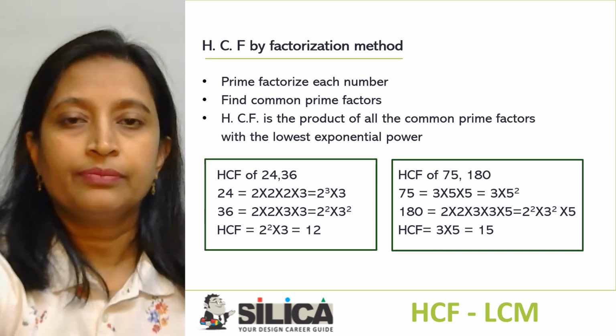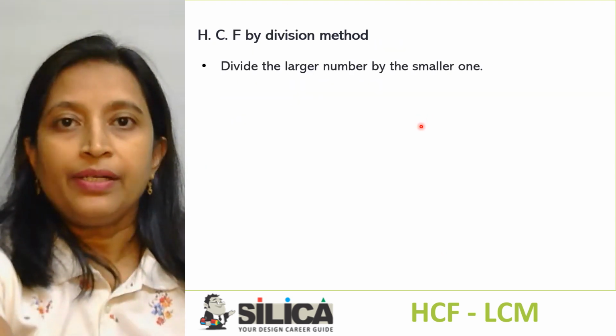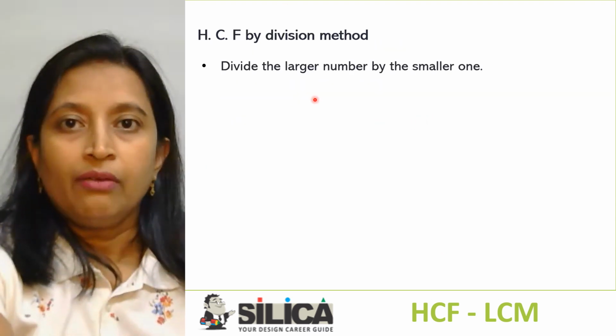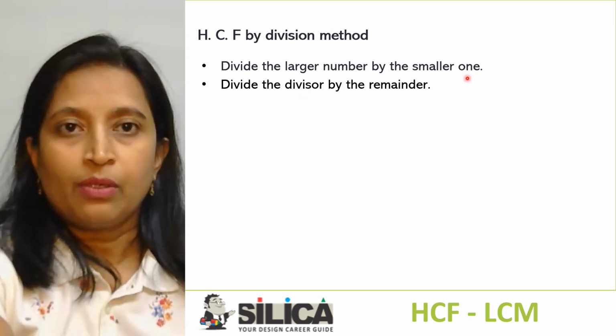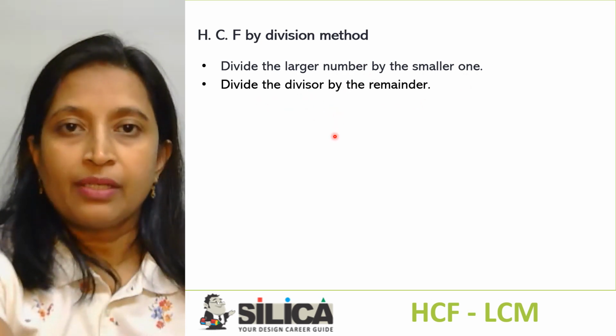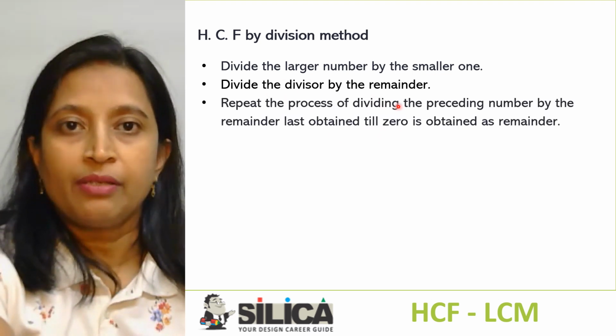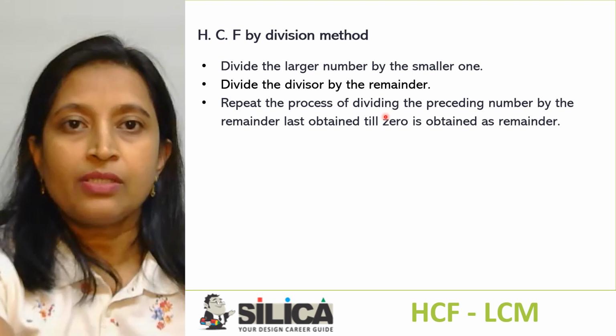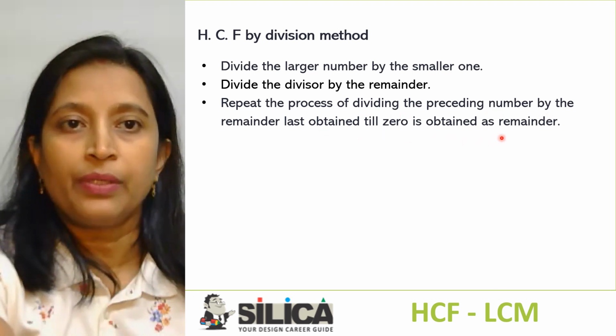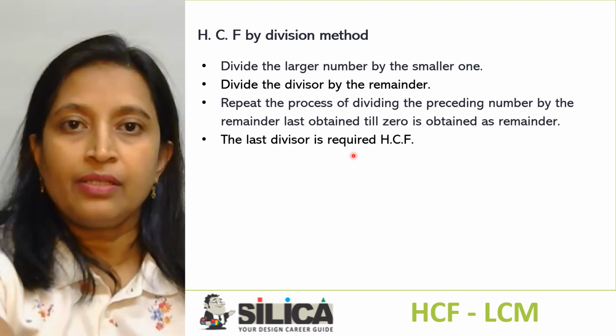HCF by division method. What we do here is divide the larger number by the smaller number, and whatever remainder is there becomes the divisor, and the previous divisor is divided by that remainder. We repeat the process of dividing the preceding number by the last obtained remainder till 0 is obtained as the remainder. The last divisor is the required HCF.